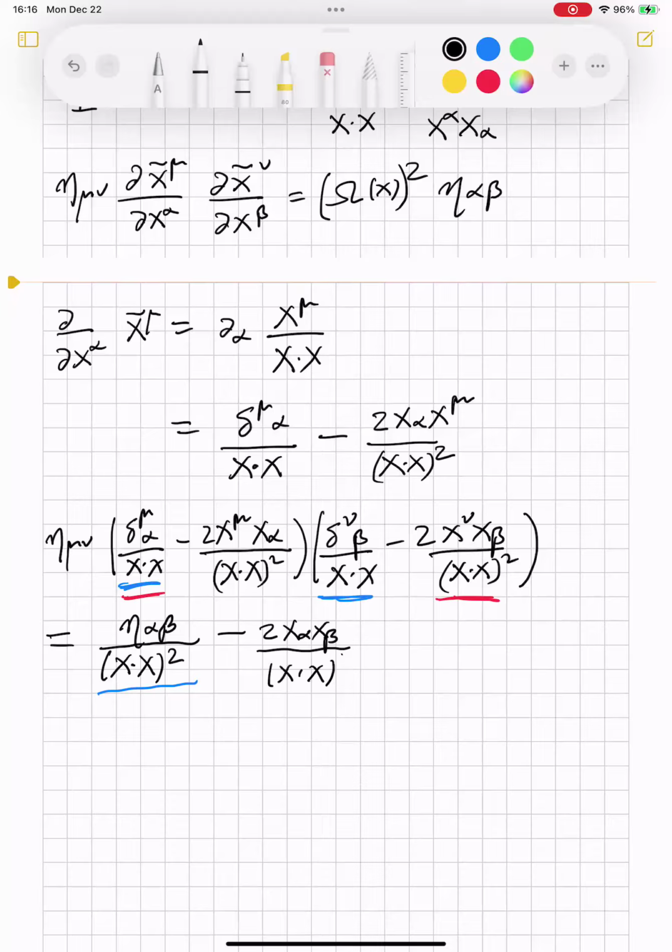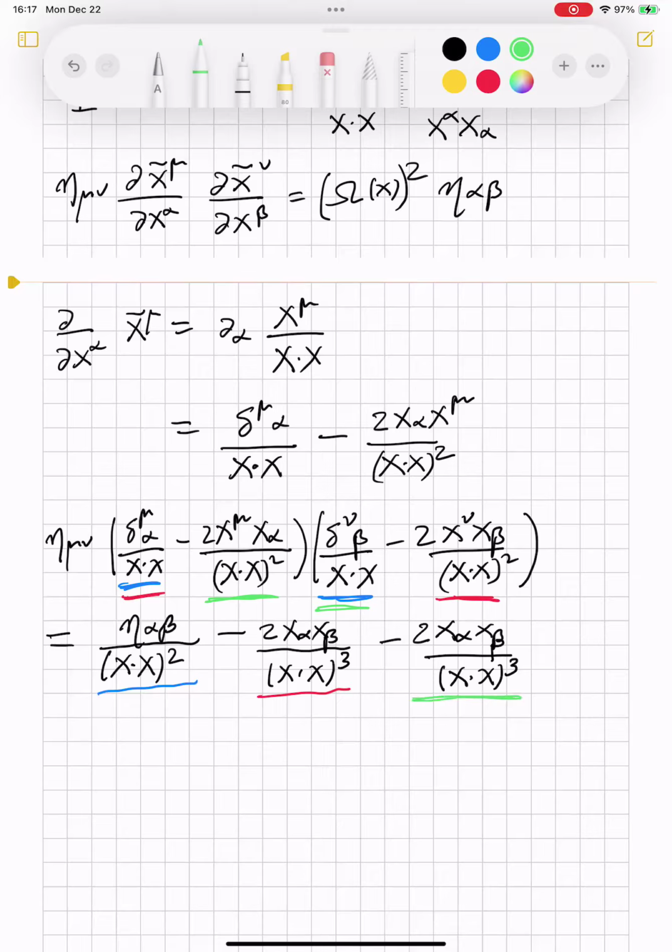Okay, now let's look at what happens if we multiply the second term in the first bracket with the first term in the second bracket. And now we'll end up getting minus. It's exactly the same computation. So go ahead, make sure you can get this result over x dot x cubed. Good. So we've got that term.